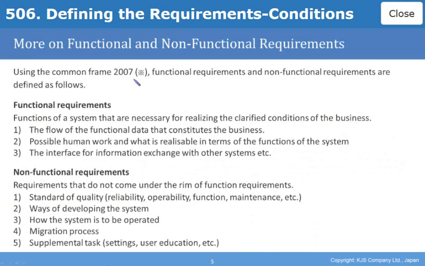Using the Common Frame 2007, functional requirements and non-functional requirements are defined as follows. Now, just before we go on, let us quickly take a look at the Common Frame 2007. The Common Frame 2007 is a guideline published by the IPA in October 2007 on software trading. It concerns each and every stage from software conception, design to development, introduction, application, maintenance to destruction, and it describes the content and terminologies of each process.